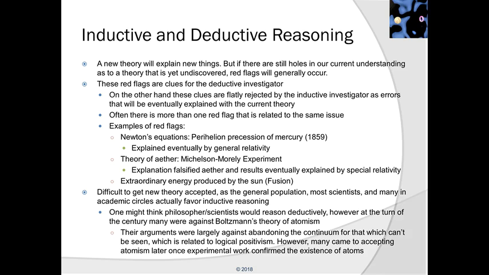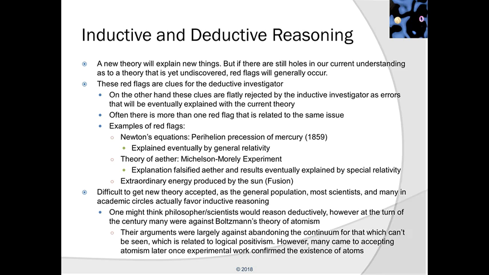A new theory will explain new things. But if there are still holes in our current understanding as to a theory that is yet undiscovered, red flags will generally occur. These red flags are clues for the deductive investigator. On the other hand, these clues are flatly rejected by the inductive investigator as errors that will be eventually explained with the current theory. Often, there is more than one red flag that is related to the same issue.